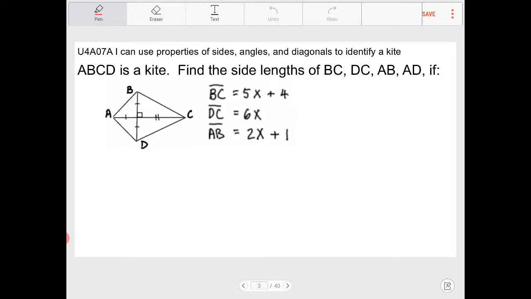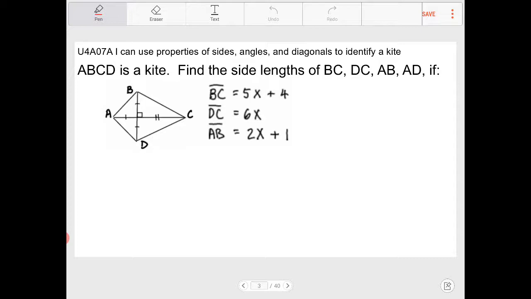All right. So let's take a look at our first example here. You're told that ABCD is a kite. What you need to do is find the side lengths of BC, DC, AB, AD. You know that BC is equal to 5x plus 4, DC is equal to 6x, and AB is equal to 2x plus 1. I encourage you to pause the video and try to solve this problem on your own.